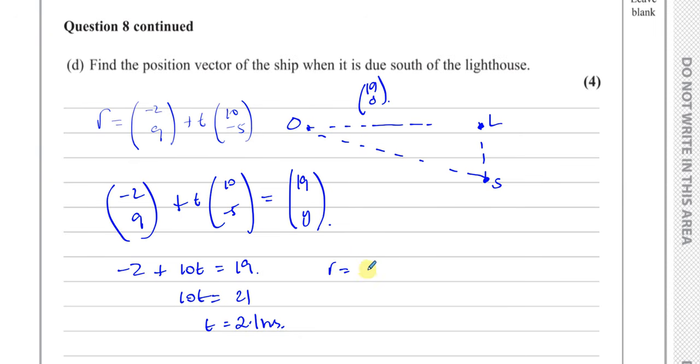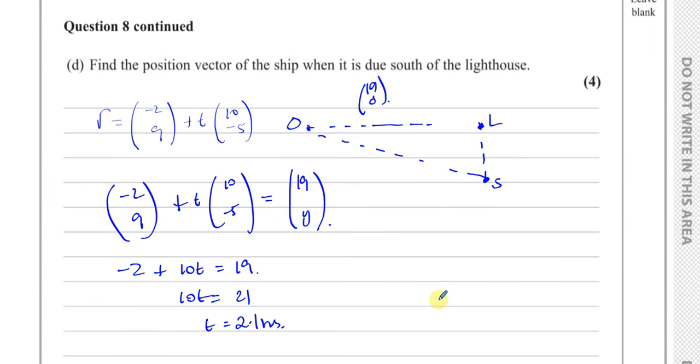So we can say the final position vector is going to be given by minus 2, 9 plus 2.1 times 10 and minus 5. So we know this top is going to give us 19. And underneath, we're going to have 9 minus 10.5. Let's just make sure that we're correct there.